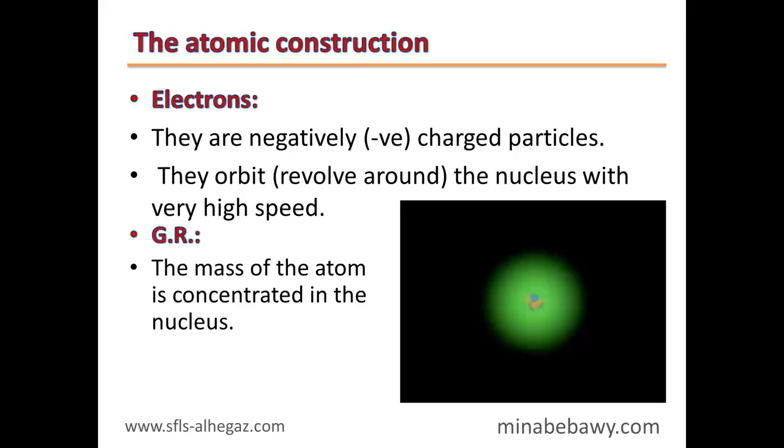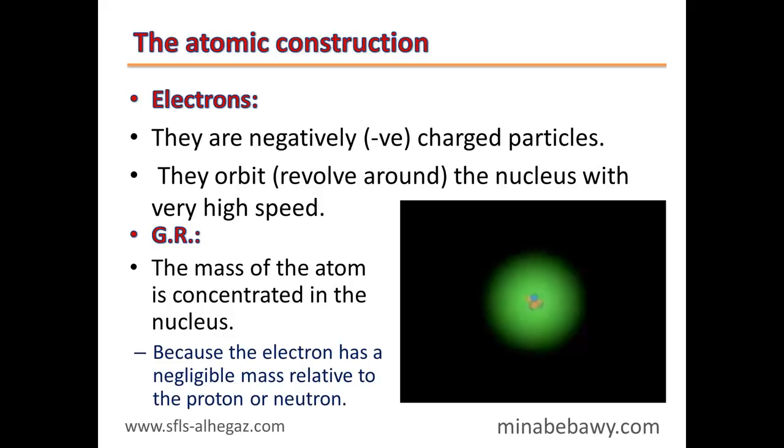Give reason: The mass of the atom is concentrated in the nucleus. This is because the electron has a negligible mass, very small mass, relative to the protons or neutrons.